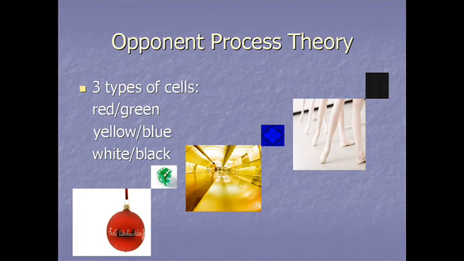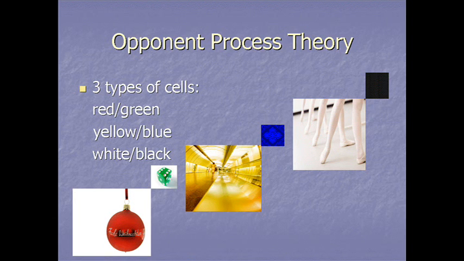The opponent process theory, on the other hand, states that at a higher level on the way to the brain, we have three types of cells. These respond by increasing or decreasing the rate of firing when different colors are present. The three types of cells are red-green, yellow-blue, and white-black.